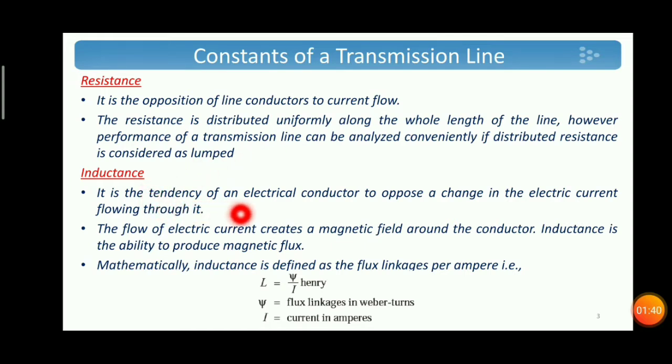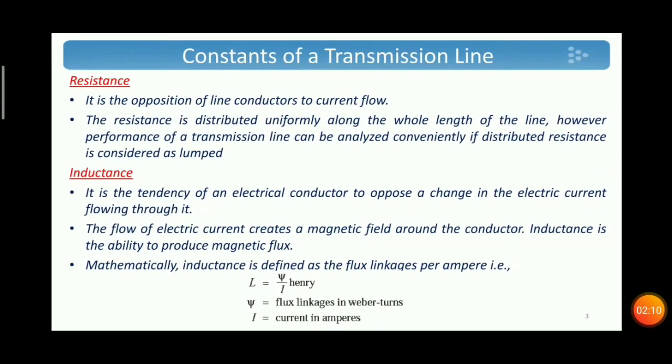And inductance. What is inductance? Inductance is the ability to oppose a change in electrical current. The flow of electrical current creates magnetic field around the conductor. So, inductance is also defined as the ability to produce magnetic flux. Inductance is defined as flux linkage per ampere, or the equation is given as L equal to phi by I. Phi is the flux linkage in Weber and I is the current in ampere.